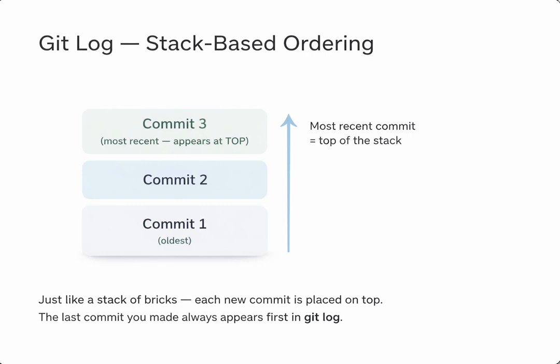The way git log orders commits is based on a stack structure. Think of it like stacking bricks. You place the first brick down, that's your first commit. Then you place a second brick on top of it, then a third. The last brick you placed is sitting right at the top of the pile. Git log works exactly the same way. The most recent commit you made appears at the very top of the list. So when you're reading git log output, you're reading from newest to oldest, top to bottom.